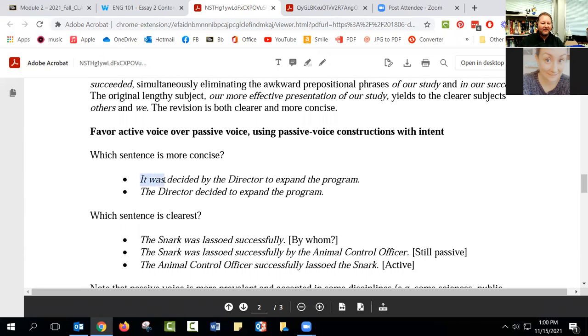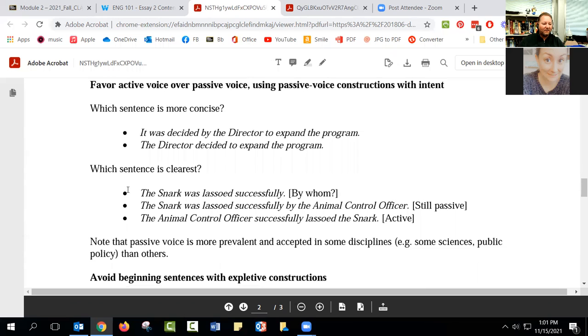Passive voice. It was decided by the director to expand the program, right? Do we need to know it was? No. We can just say the director decided to expand the program, right? This sentence implies that he's the one that decided, so it's just unnecessary. Instead, make the director the subject of the sentence. Here, it is the subject of the sentence, and it is a terrible subject, because it's only referring to the director anyway. So: the director decided to expand the program.